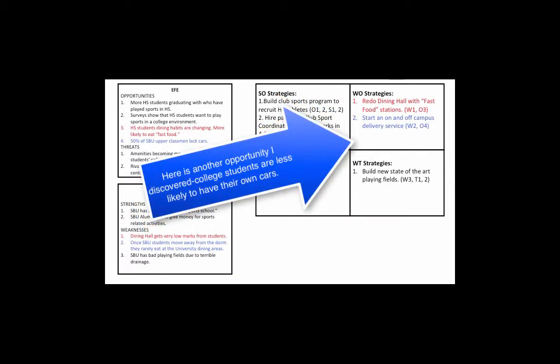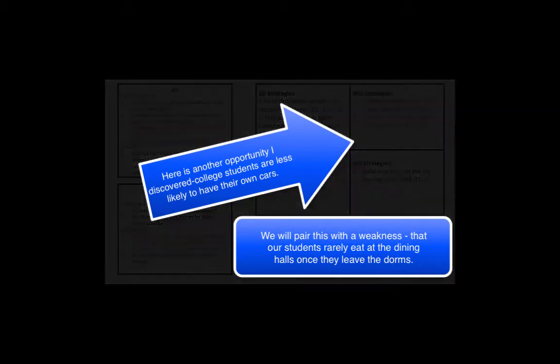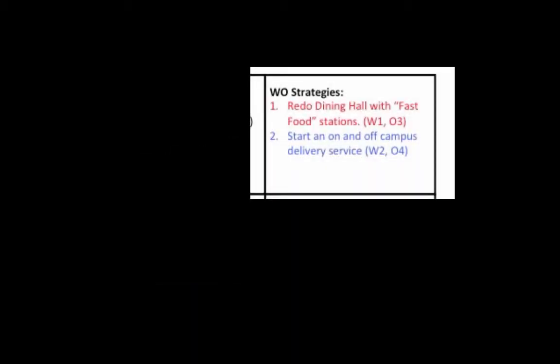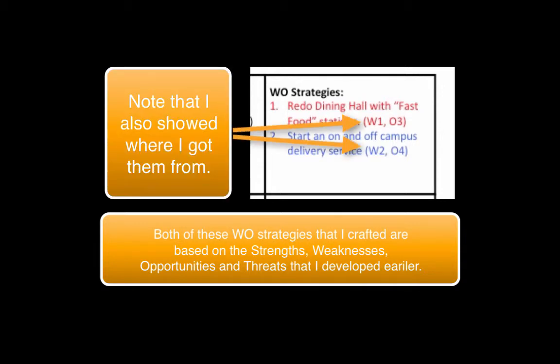Here's another opportunity I discovered. College students are less likely to have their own cars. We will pair this with the weakness that our students rarely eat at the dining halls once they leave the dorms. This becomes our start of an on and off campus delivery system. Both of these WO strategies that I crafted are based on the strengths, weaknesses, opportunities, and threats that I developed earlier. Note that I also showed where I got them from.